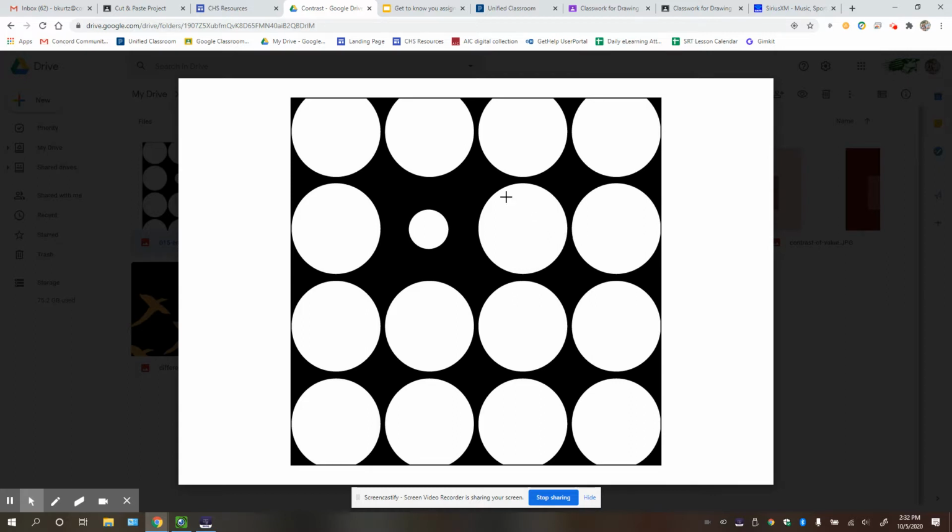Also, something you might notice about this is the difference in values. So the lightness and darkness of the image. The circles are all white, the rest of it is black, and those things are very different from each other. And so it shows value contrast as well.